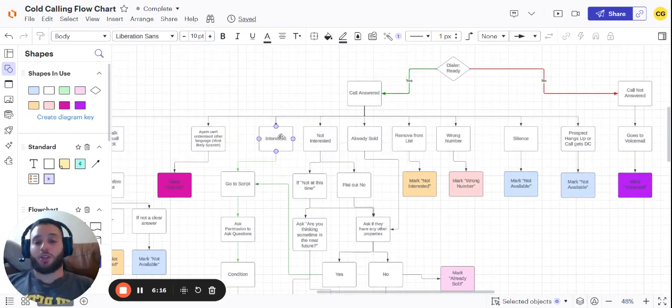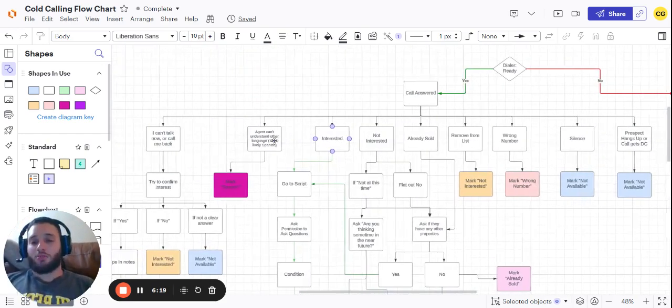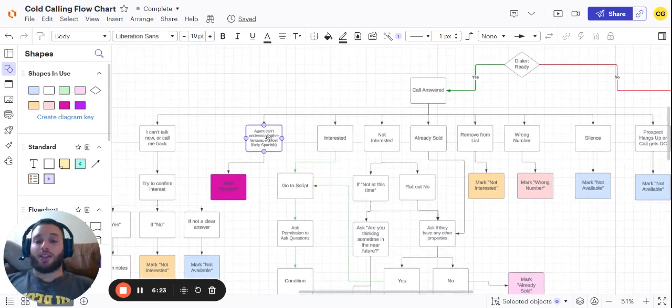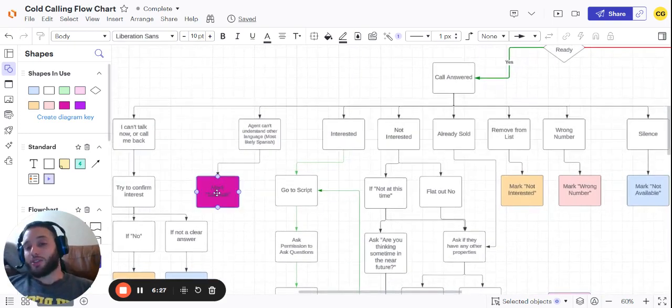Okay, so next up, let's skip the interested for now, but we'll come back to it because that's the meatiest one. The Spanish button is only for people who don't speak Spanish. If you as the agent can't understand the other language, again most likely Spanish, mark it as Spanish, and someone will call the Spanish leads that are in the dialer.